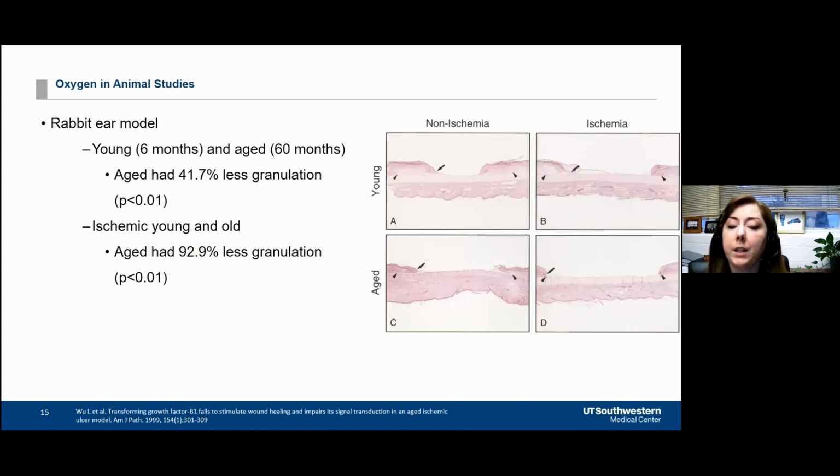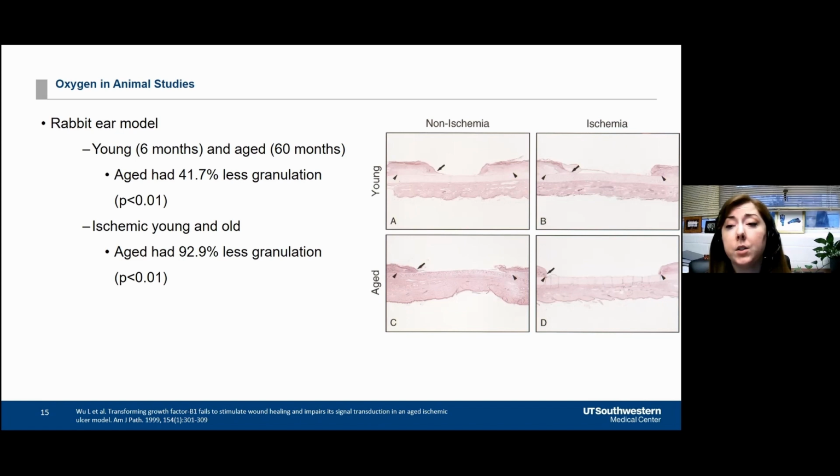Another animal model here, this is a rabbit ear model by Wu's group. They decided to look at a couple different things. At the time, there was criticism that the wound models that were being used were young animals. The wounds were brand new. You don't really capture the chronicity that we see in human tissue, which is a good criticism.